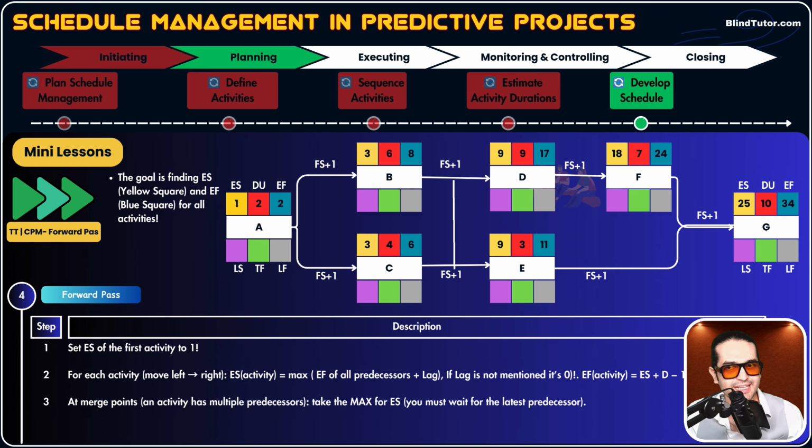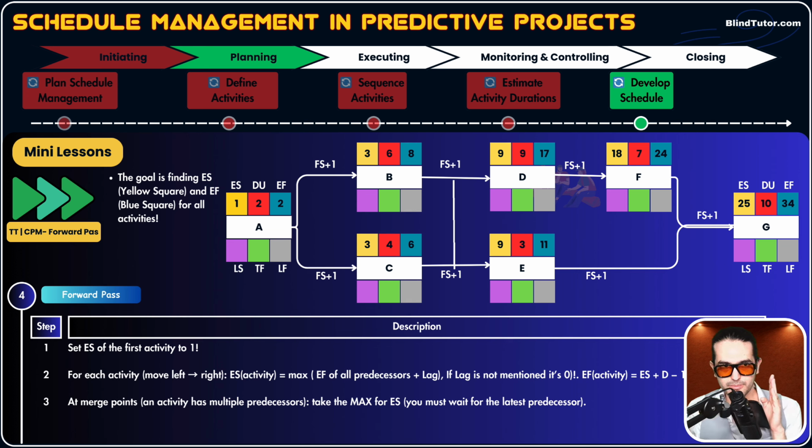Same thing goes for activity E. Okay, so guys, how many predecessors does activity E have? 2, B and C. Let's calculate ES of activity E. ES equals the maximum EF of all predecessors. What's the maximum EF of B and C? 8. 8 is greater than 6, so we select 8. 8 plus 1, 9. Okay, so 9 is the early start of activity E. The duration of activity E is 3. Let's calculate EF of activity E. EF of activity E will be 9 plus 3 minus 1.